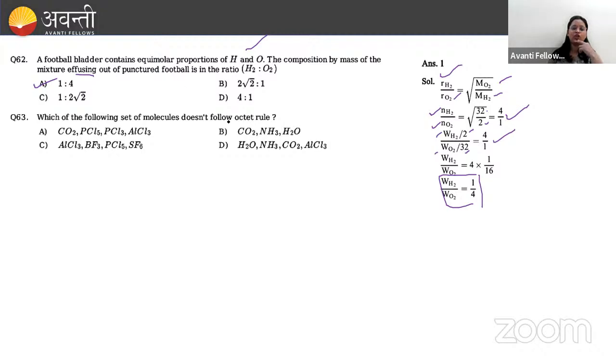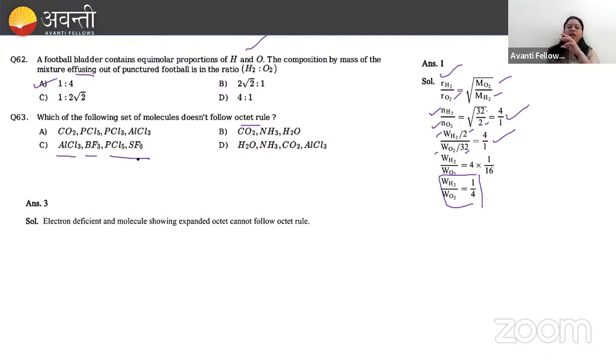Which of the following sets of molecules don't follow the octet rule? So we have been given 4 options: which do not follow the octet rule, which have incomplete octet, and which use expanded octet. Okay, so we need to find that out. BF3 and AlCl3 have incomplete octet. And PCl5 and SF6 expand their octet. And that's why they do not follow the octet rule. Okay, electron deficient molecules and molecules showing expanded octet do not follow the octet rule. So option C is the correct answer here.